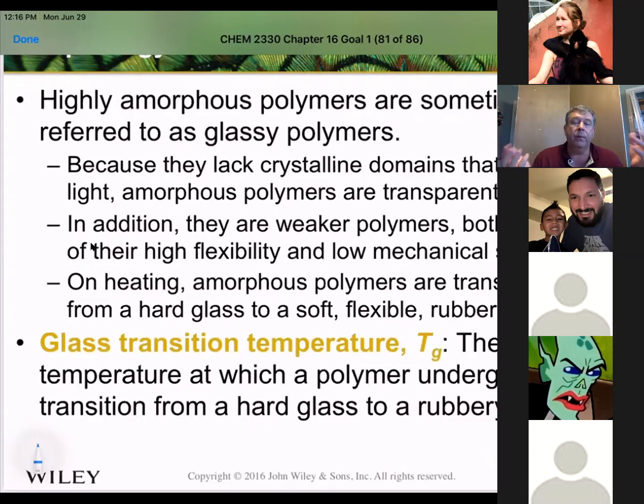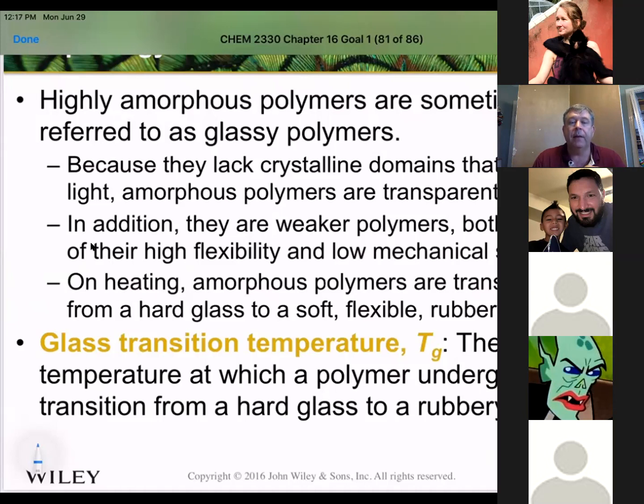And when we have polymers that have a lot of amorphous areas, because crystals cause scattering and make it less transparent, if they are more amorphous, they tend to be clearer, and therefore we call them glassy polymers because they look more like glass. You can see more through them. And glassy polymers tend to also be a little more flexible, more rubbery in that state, because there are fewer crystals to inhibit that motion.